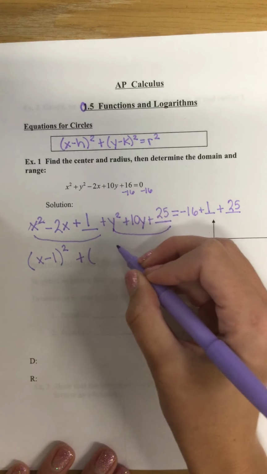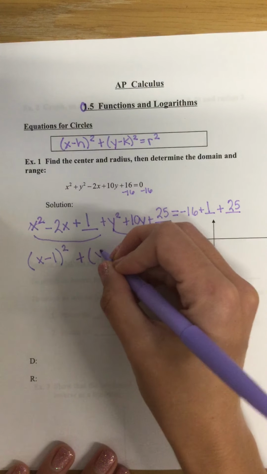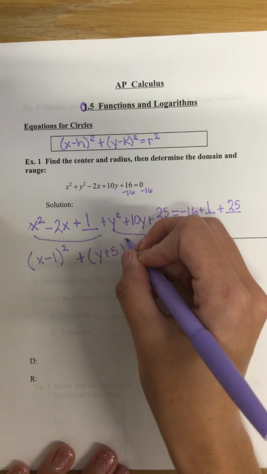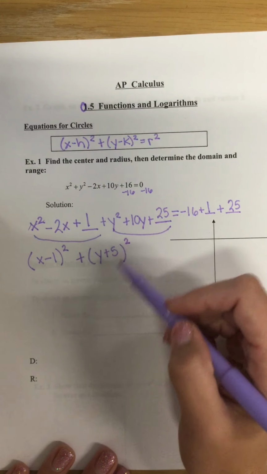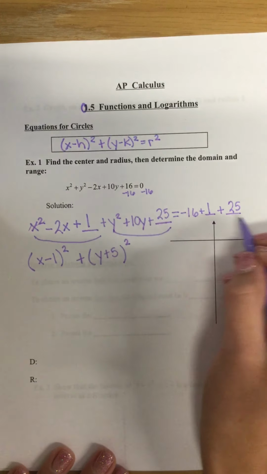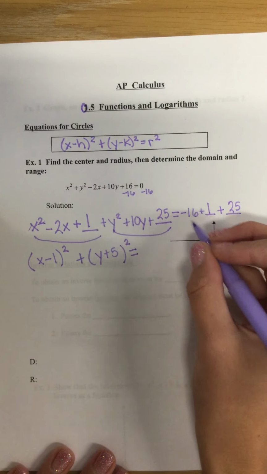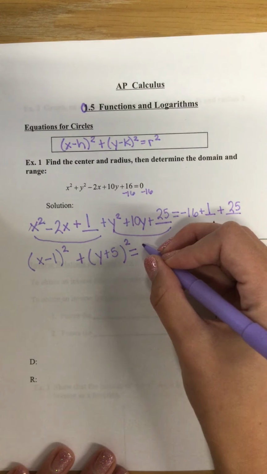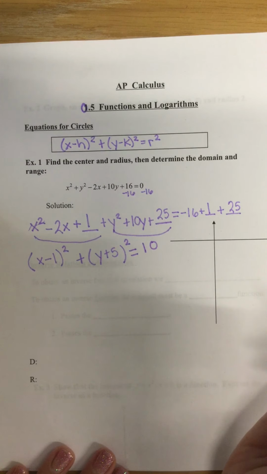Plus, we're going to do the same thing for y. What multiplies to give 25 and adds to give 10? That's going to be 5. 5 and 5 makes 25 when we multiply, and when we add, it gets 10. So (y + 5)(y + 5) gives us this function. And then now we're just going to simplify here. Negative 16 plus 1 would be negative 15, plus 25 would equal 10. We have our standard form of our circle.